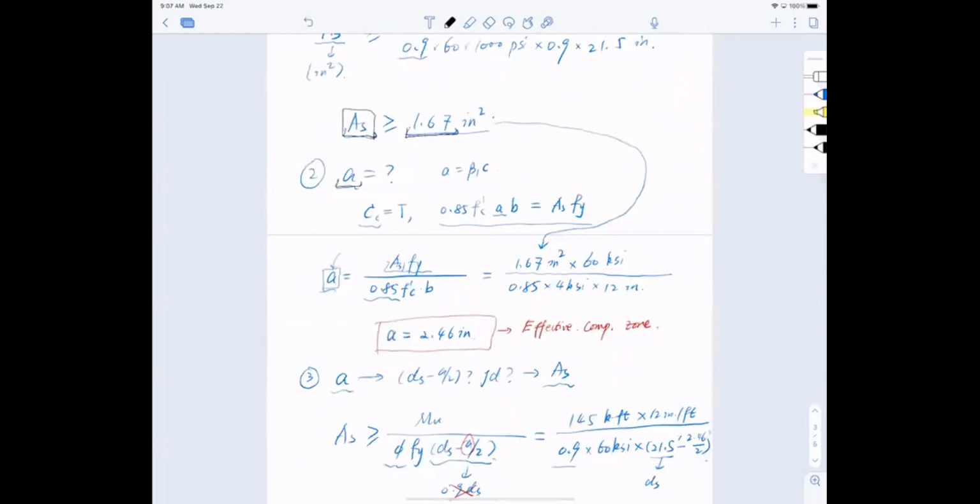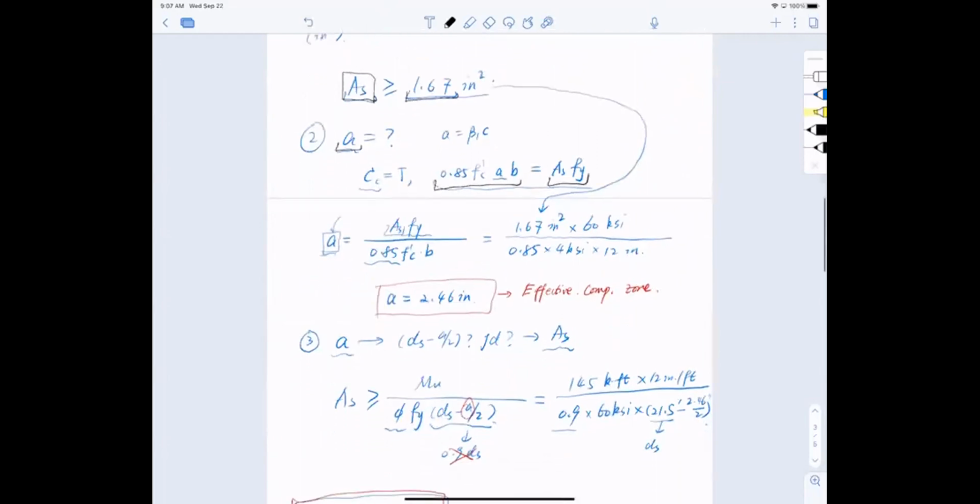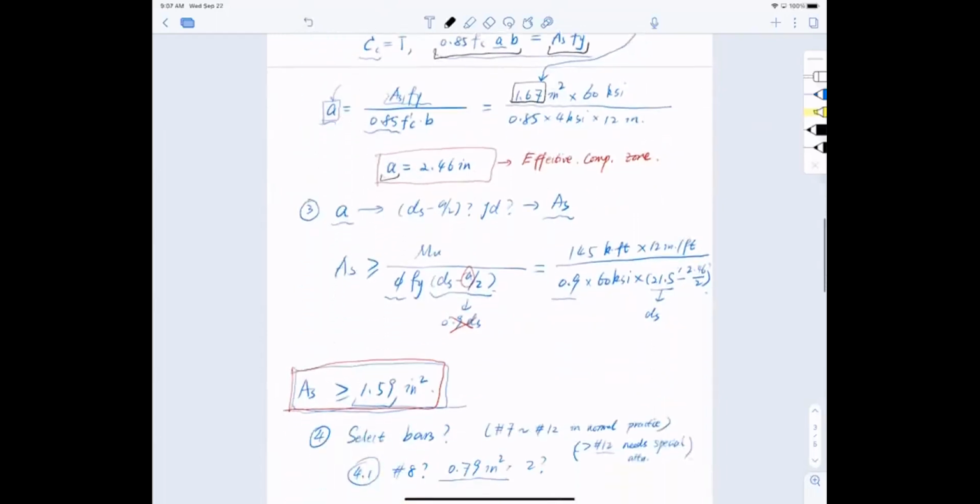We need to quantify the compressive zone a. So how do we do that? We let the compression equal the tension and assume it's still yielded, and we use the estimated area of reinforcement in the equation and find that the effective compressive zone is 2.46 inch. Now with that effective compressive zone of 2.46 inch, we get the steel area recomputed again, which has to be greater than 1.59 inch squared.